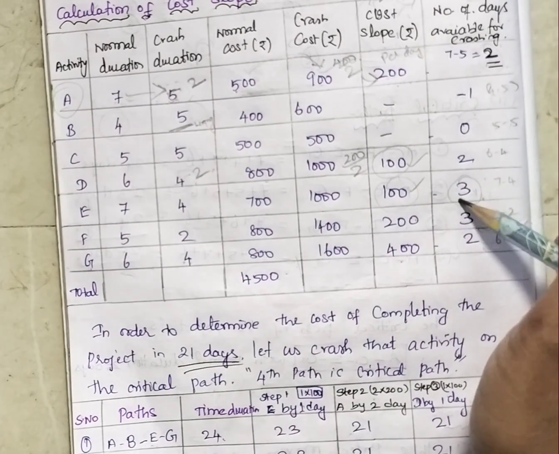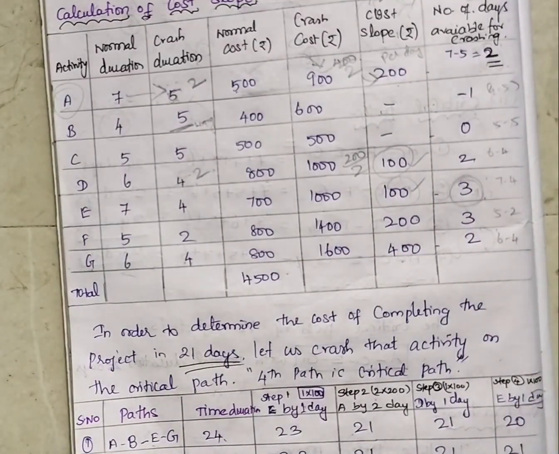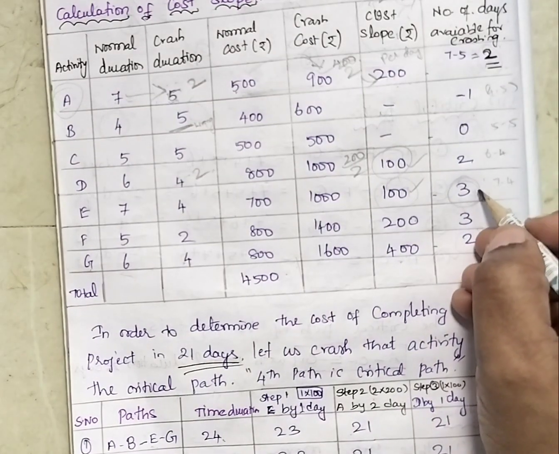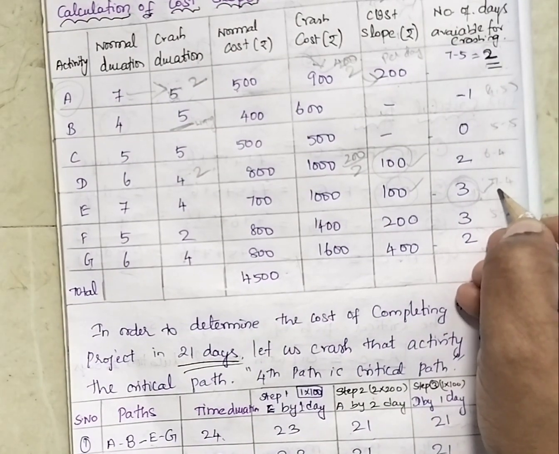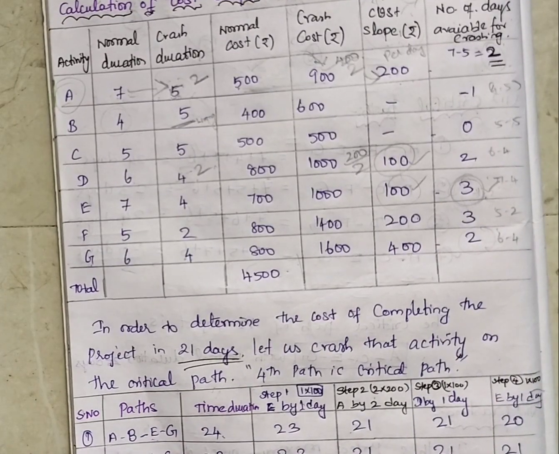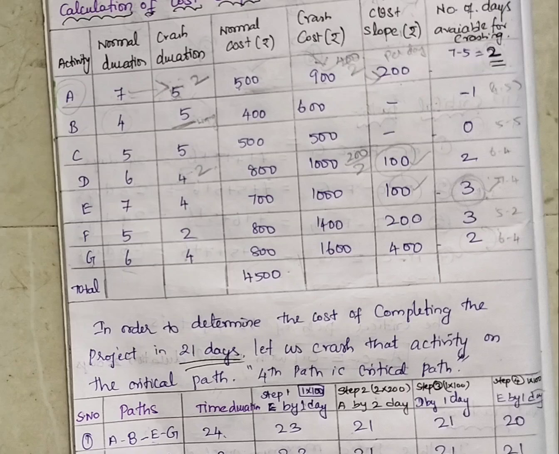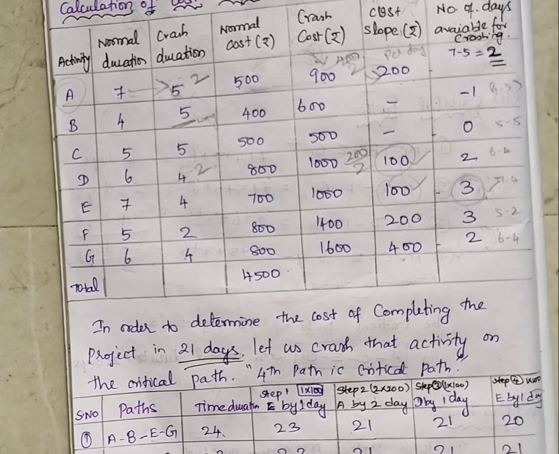Okay, we can crash only 3 days, because this is the only number of days we can crash. More than that we cannot do. So 3 days are available for crashing purpose. From that, what we are going to do, we need to reduce 4 days in total. So if you reduce 3 days, what will happen?